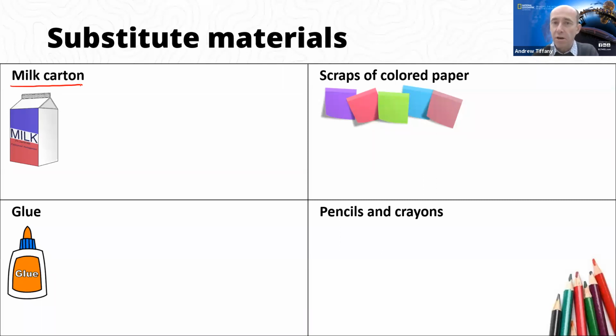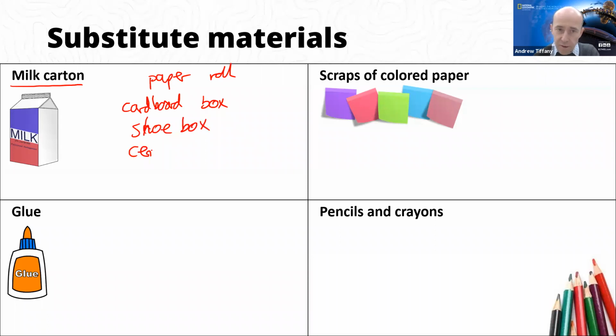If I don't have a milk carton, what else can I use? What else can I use instead of a milk carton? Let's do one at a time, okay? So let's just focus on milk carton for a moment. A paper roll, okay, good. That's one. A cardboard box, right? So cardboard box, yeah, if it's the right size, that would work. A shoe box, so that's a nice one. I didn't think of a shoe box. Cereal box, yeah, good. Good, a tissue box, nice.